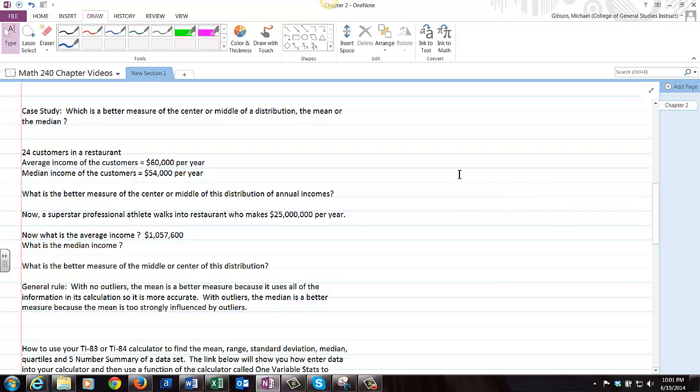Talk about a little case study I made up here. Which is a better measure of the center or middle of a distribution, the mean or the median? So let's look at this. We've got 24 customers in a restaurant. Okay, this is going to be about the income of those customers. So the average income of the customers is $60,000 a year. Okay, that's the average. The median income, $54,000. All right. Which is the better measure of the center or the middle of this distribution of annual incomes?